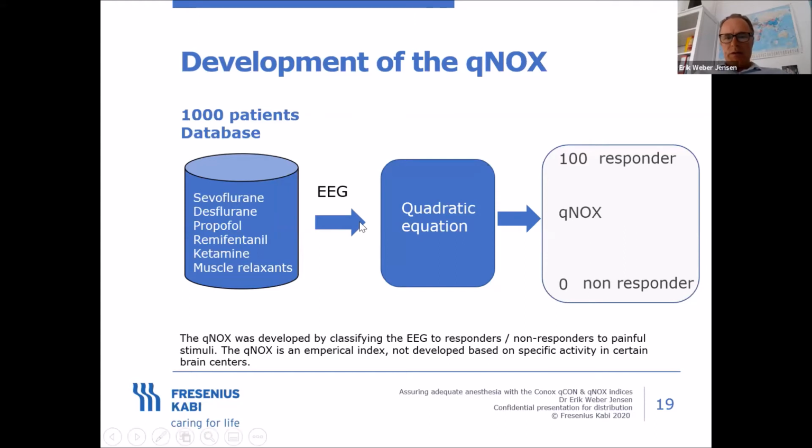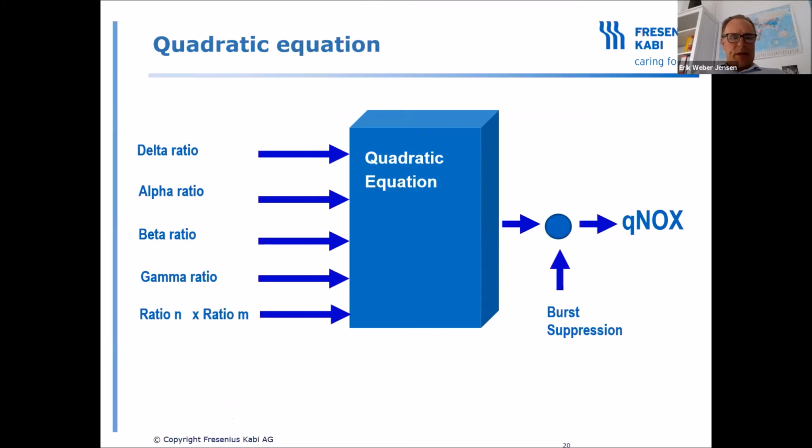So the final qNOX is an index from 0 to 100, where 0 is defined as zero probability of response to noxious stimulation and 100 is 100% probability of response to noxious stimulation. This is the mathematical method that we are using. It's a quadratic equation where we are inputting different ratios from the EEG and then using burst suppression as well to finally define the qNOX index.